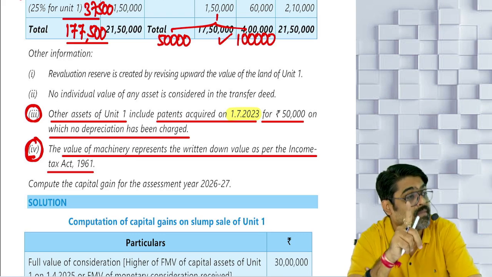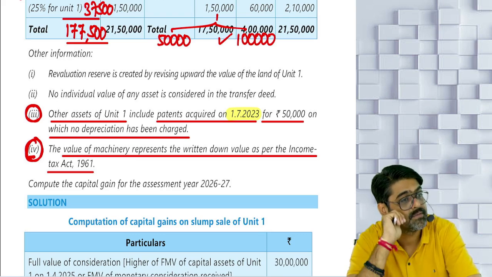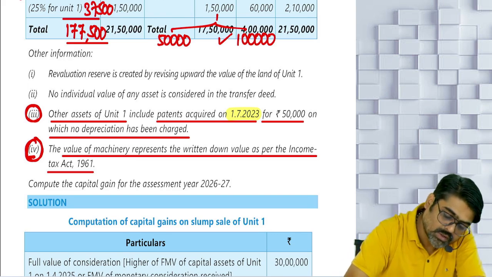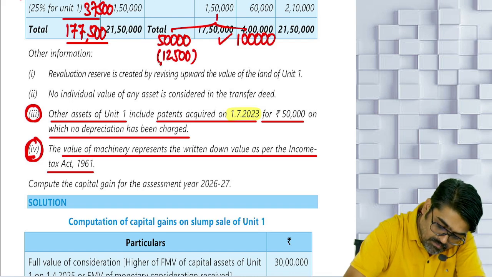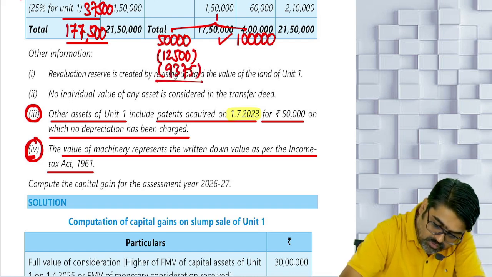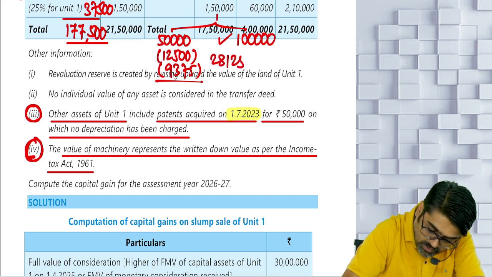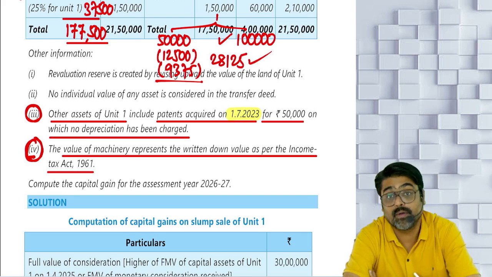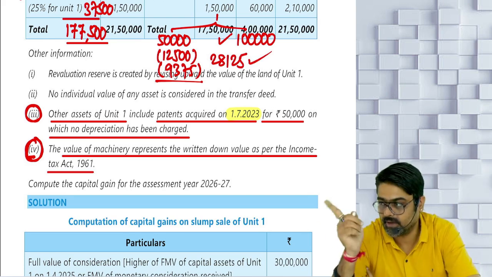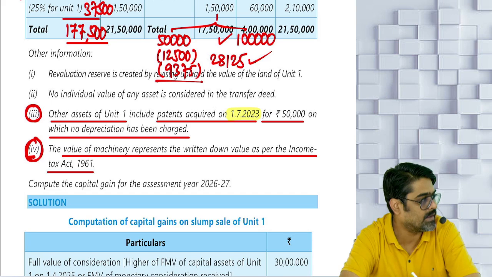First year, 12,500. Second year, 9,375. So your WDV will be 50,000 minus 12,500 minus 9,375. So this will be 28,125. This value is what? WDV for income tax purpose. So for patent we can take this value. We cannot take 50,000. Yes or no?